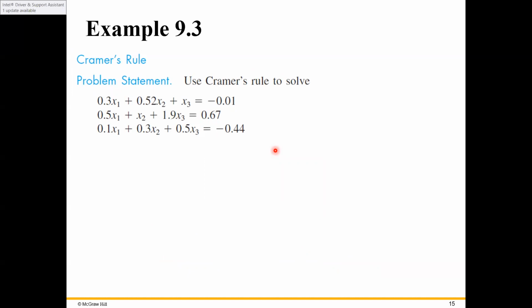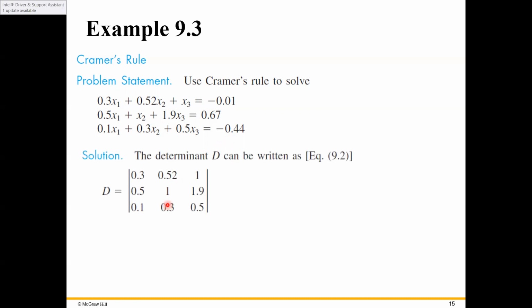Okay, so how do we apply Cramer's rule to solve this system of equations? The coefficients are 0.3, 0.52, 1, 0.5, 1, 1.9, 0.67, 0.1, 0.3, 0.5, minus 0.44. If we want to find the solution by Cramer's rule, what we have to do is find its determinant. So the determinant can be written like this, okay?